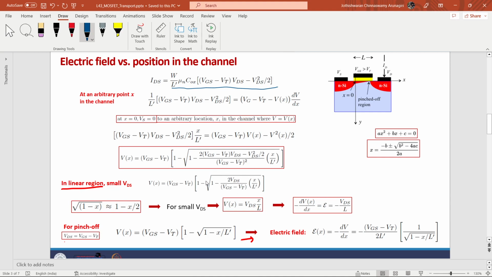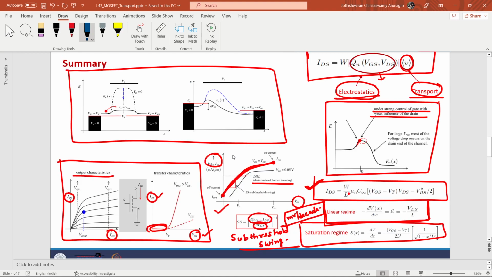So this is for small drain biases, like this is still close to the linear region. If you want nonlinear effects also, in the model that we are considering here, this is the general expression. Remember this will be important. Again, when you go through your lectures, focus on this part.